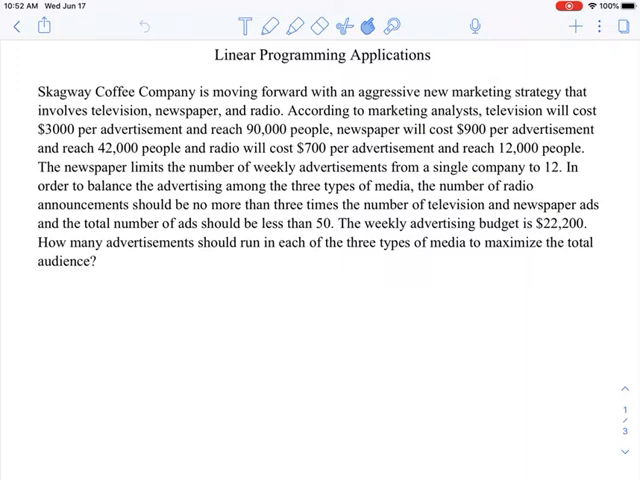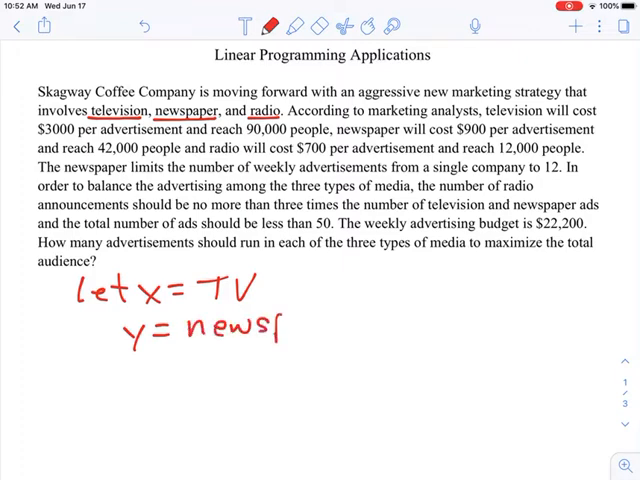So we're maximizing total audience, and we have three different types of media. What are those different types of media? It appears that we have television, newspaper, and radio. So I'm going to let X equal TV, Y be equal to the newspaper, and let Z be equal to the radio. All right, so those are the three different types of media.